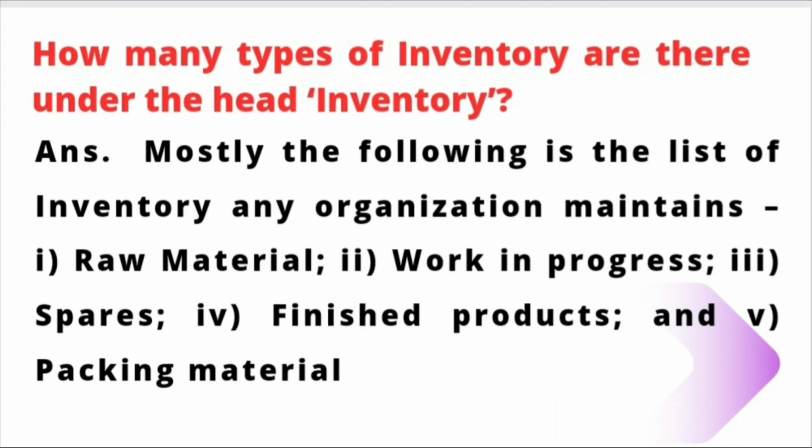How many types of inventory are there under the head inventory? Mostly the following is the list of inventory any organization maintains: raw material, work in progress, spares, finished products, and packing material. This question you may face in manufacturing industry. Whenever you apply for manufacturing, definitely you will face this question.